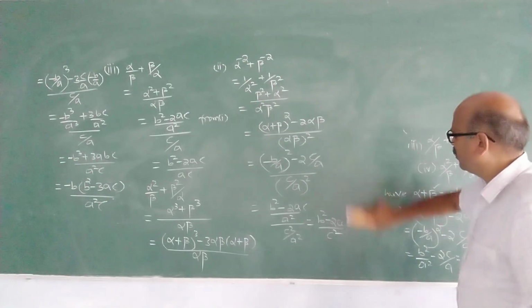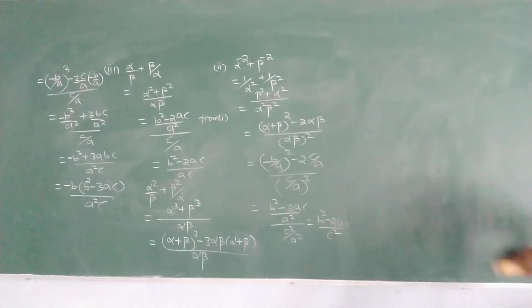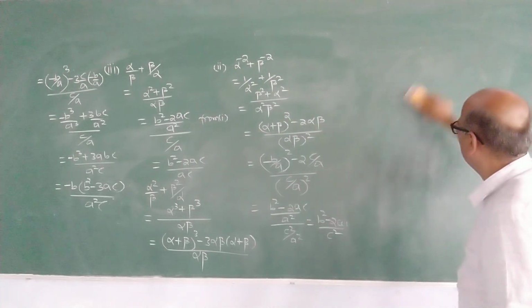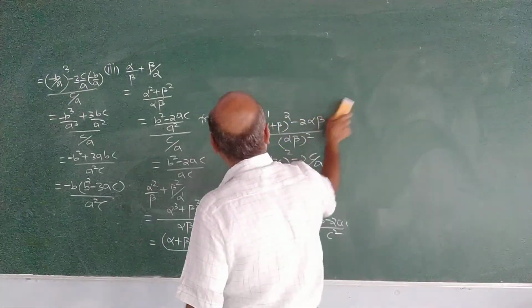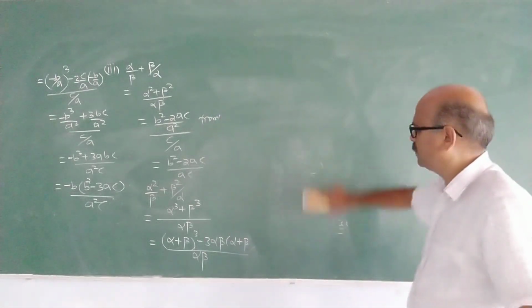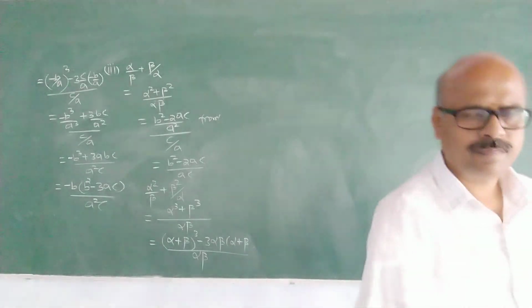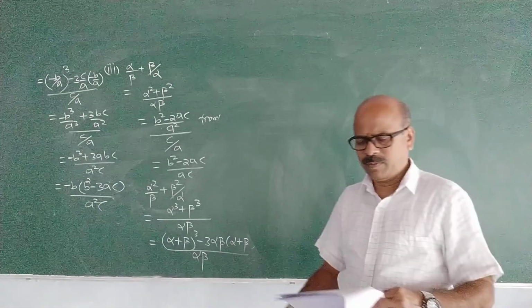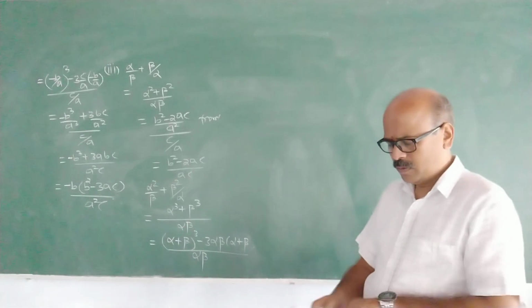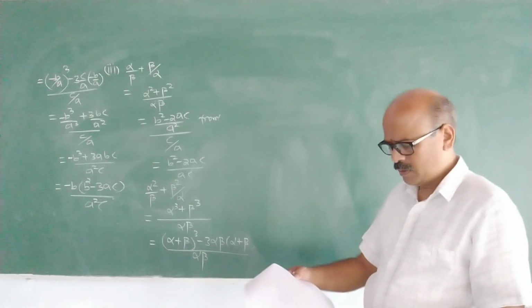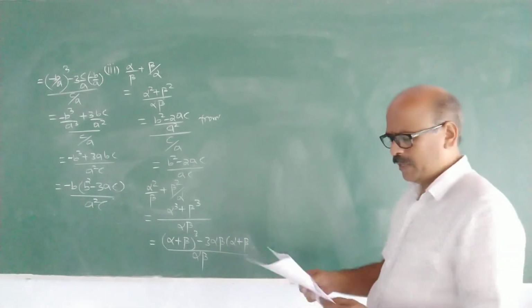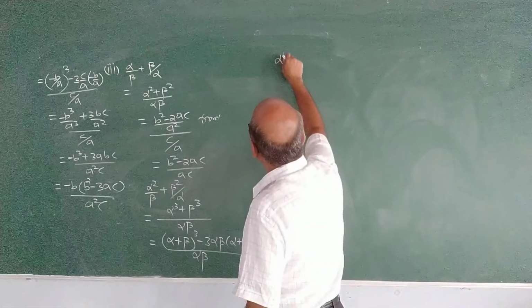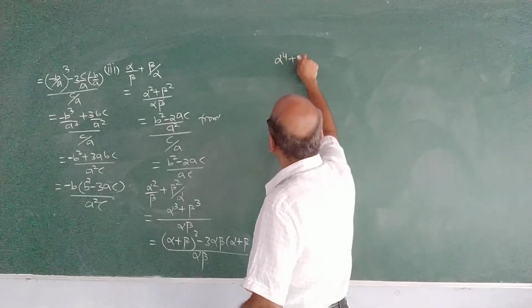So you may get some problems on this. Always in theory of equation, this topic is important. Symmetric functions of roots is important. It is a part of this theory of equation always. I take one more problem. In this problem, if alpha beta are the roots of the equation, find alpha raised to 4 plus beta raised to 4.